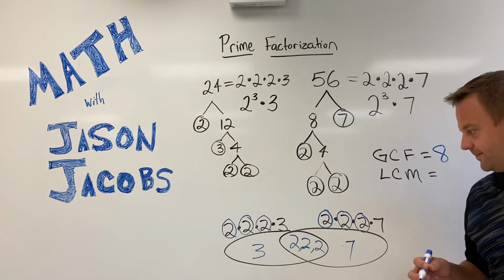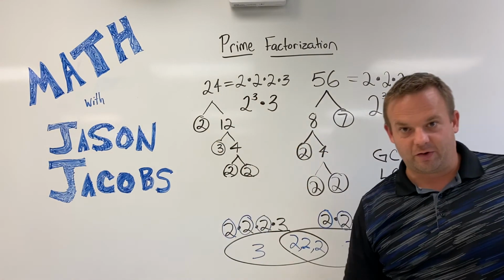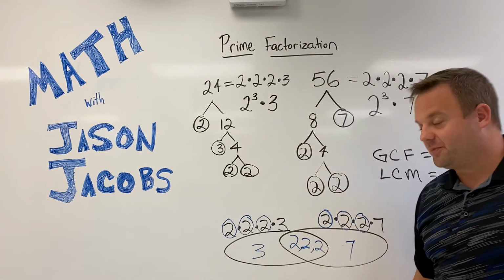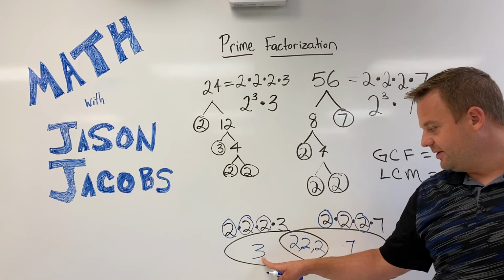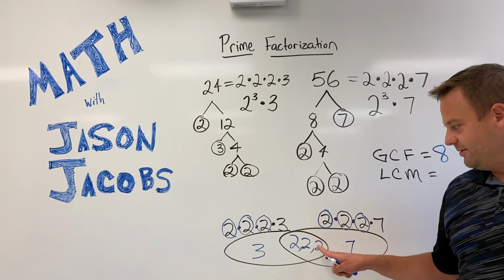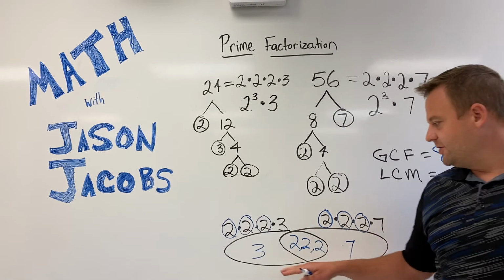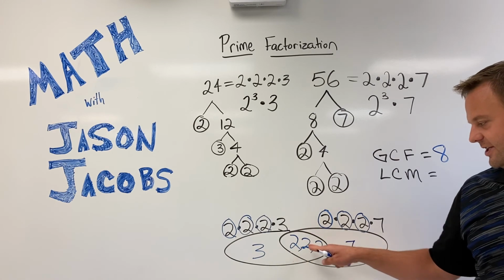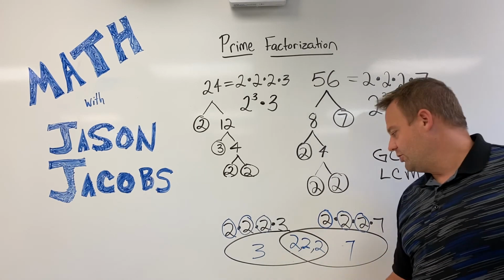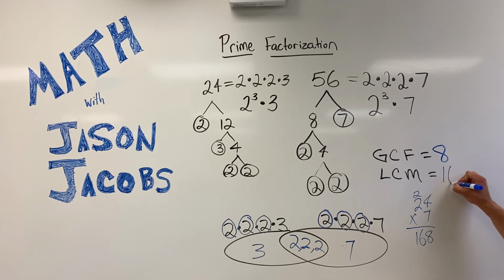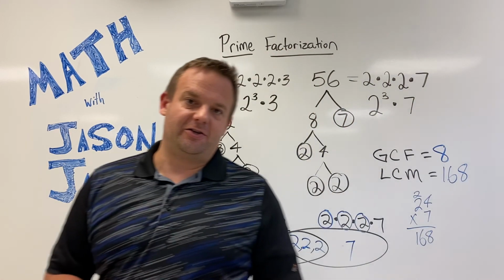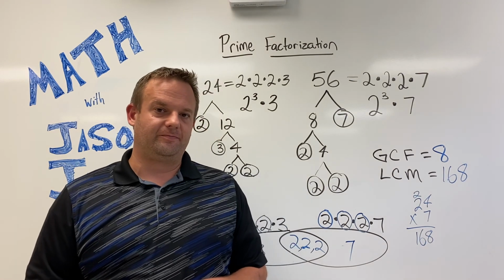Now, the least common multiple. Instead of listing out all the multiples of 24 and trying to find a match in the multiples of 56, here's what you do. In your Venn diagram, you multiply 3 times the center one, 2 times 2 times 2, times 7. So the 2 times 2 times 2 is 8. 3 times 8 is 24. And now we have 24 multiplied by 7, and you get 168. So the least common multiple here is 168. And that's how you can use prime factorization to find the least common multiple and the greatest common factor.